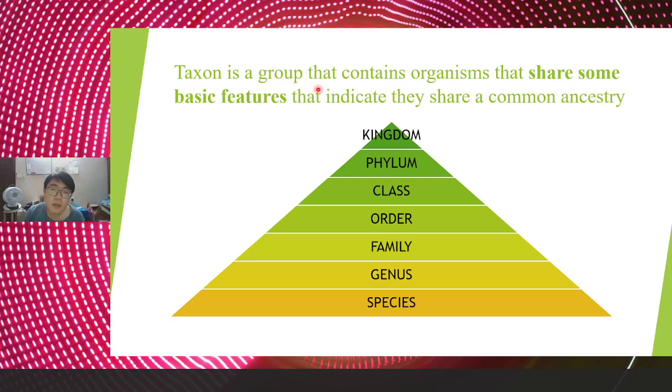Taxon is a group that contains the organisms that share some basic features that indicate they share a common ancestry. It means that they share some basic features. So the basic features are the same, and they share a common ancestry. They share the same ancestors. So kingdom, phylum. So these are the classes of taxon.